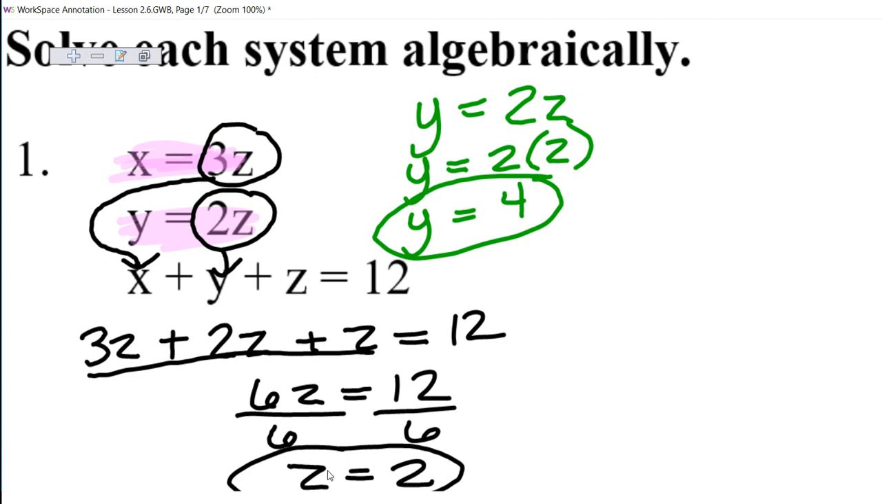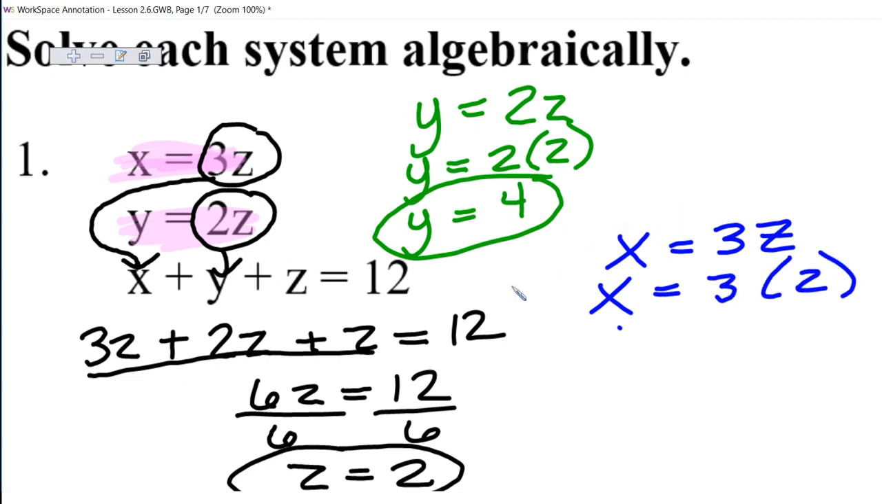X. So for x, which equation would I have to use? Yeah, I can use that top equation, x equals 3z. I'll put a little line through my z so it doesn't look like a 2. And instead of z, what do I replace the z with? A 2. And 3 times 2 is 6.